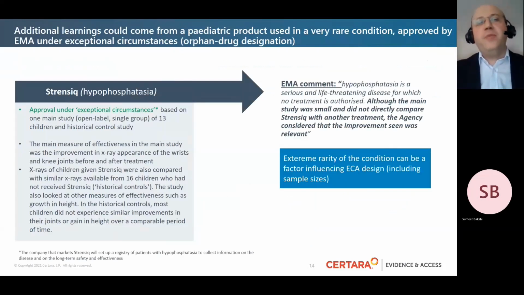Additional learnings come from a very rare pediatric condition and the drug used to treat it, burosumab, which was used for hypophosphatemia. This drug was approved under exceptional circumstances by EMA based on a main study, which was a single-arm trial of only 13 children. And the historical control arm also contained only 16 children. The study looks at differences in joint growth and so on, and they found differences even within such a small population of patients.